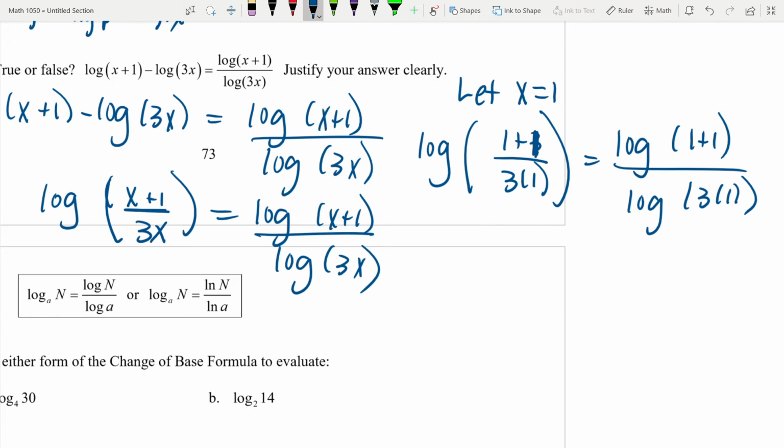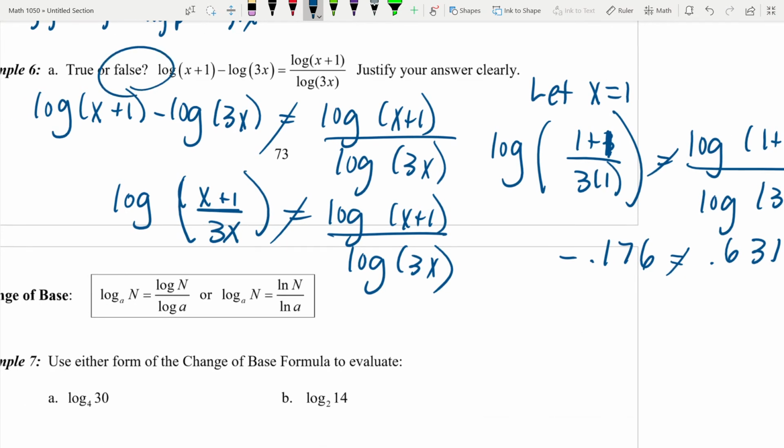Okay, so this is going to be log 1 plus 1 is 2 divided by 3 times 1 is 3, close it off, enter, and I got negative 0.176 approximately. Do the other side, I'm going to go log 2, close it off, divided by log 3, close it off, enter, and then I got 0.631. So I can tell they're not equal to each other. So I'm going to come back over here and make those all not equal to each other. So is that true or false? That's false. And I did plenty of justification.